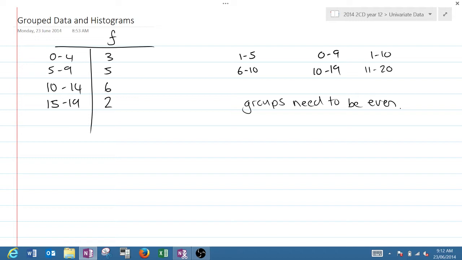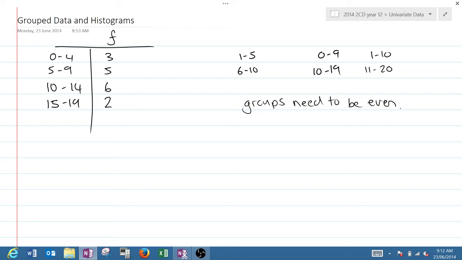Why 2? Someone said 2. Why 2? Because it's in the middle of them, okay? So whenever we're working out anything from group data, we use what's called the midpoint, okay? And this is what we really need to understand here.